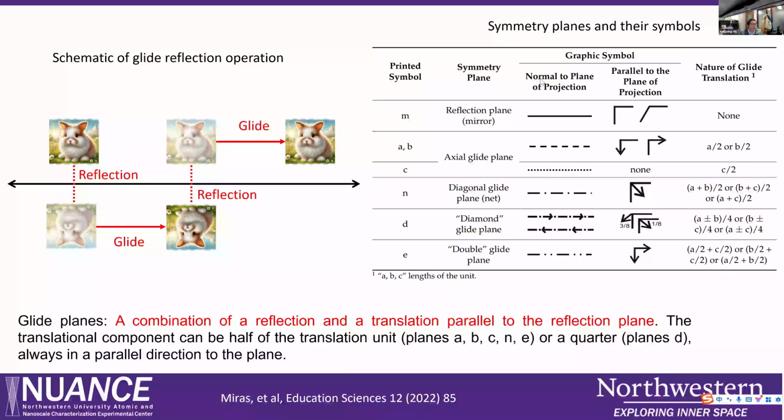If your plane is normal to the plane of projection, this is the international standard label, like this, for a C glide plane. And if your plane is parallel to the plane of projection, you should label it like this. Basically, wait, let me see how to make a label.